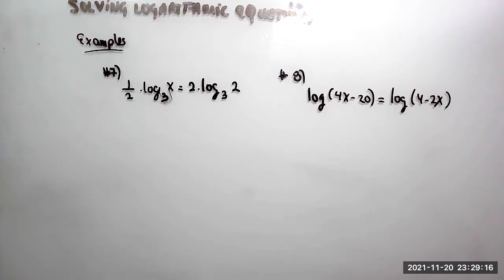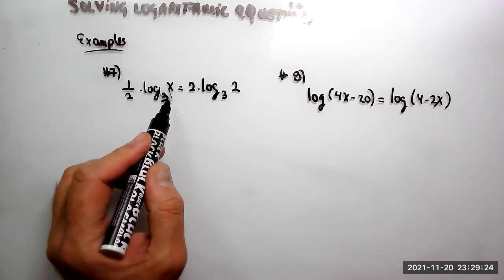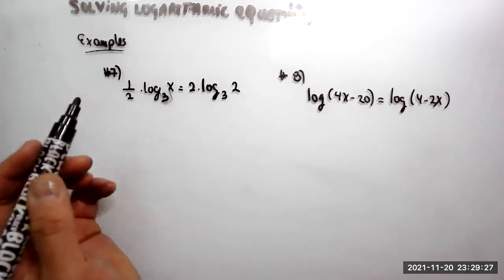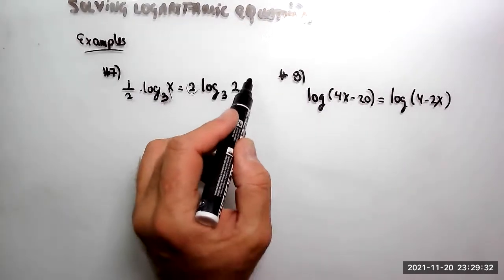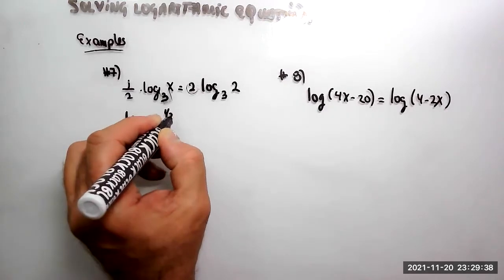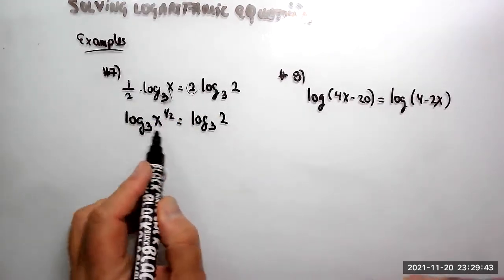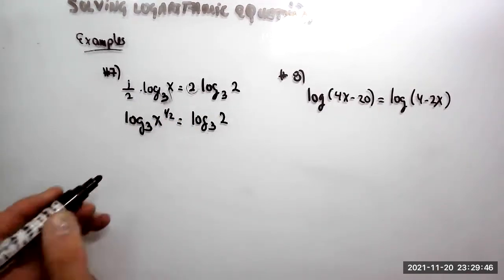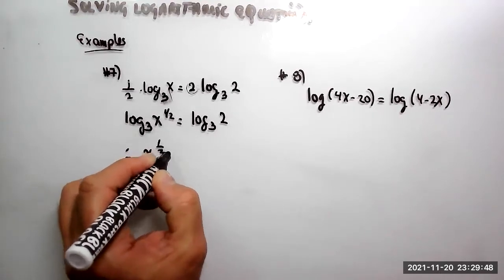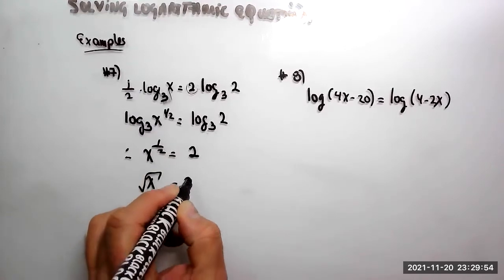Let's go over to other examples. We'll use the same properties as before. Once again, I'm multiplying 1/2 times log base 3 of x equals 2 times log base 3 of 2. This 1/2 can be brought here as an exponent, and this 2 can be brought here as an exponent. Therefore, we have log base 3 of x to the 1/2 equals log base 3 of 2. Same log base, therefore the argument must be the same. So x to the 1/2 must be equal to 2. But x to the 1/2 is the same thing as the square root of x equals 2.